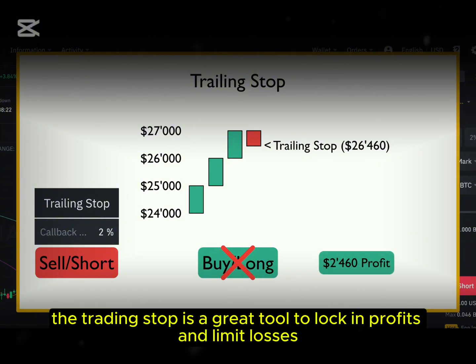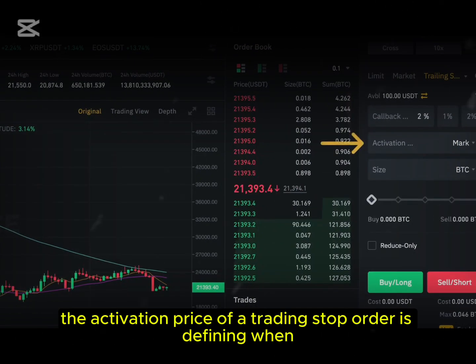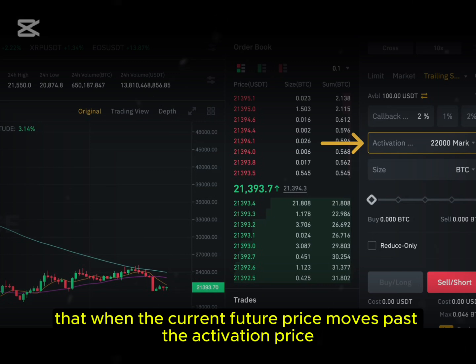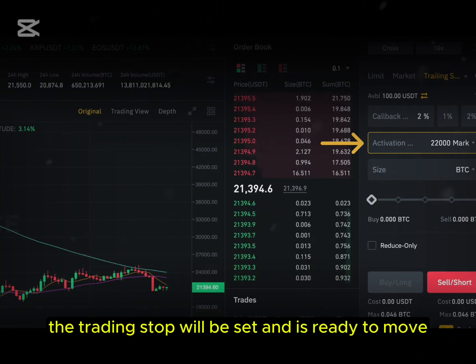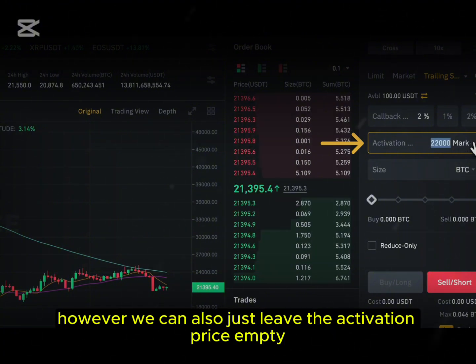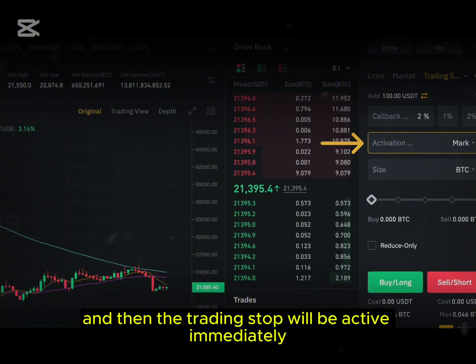So as you can see, the trailing stop is a great tool to lock in profits and limit losses. The activation price of a trailing stop order is defining when the trailing stop will be activated, meaning that when the current futures price moves past the activation price, the trailing stop will be set and is ready to move. However, we can also just leave the activation price empty, and then the trailing stop will be active immediately.